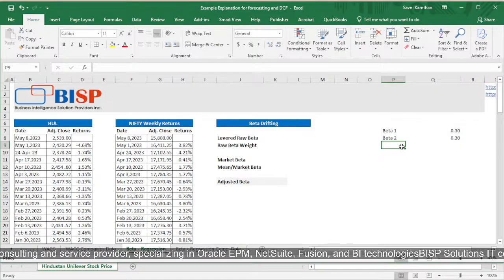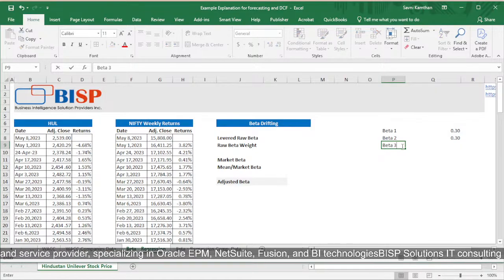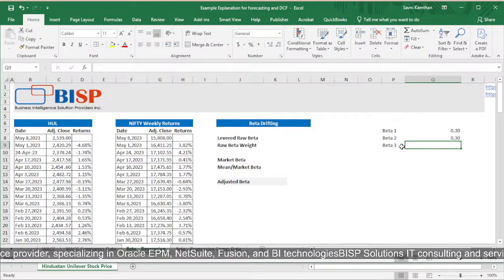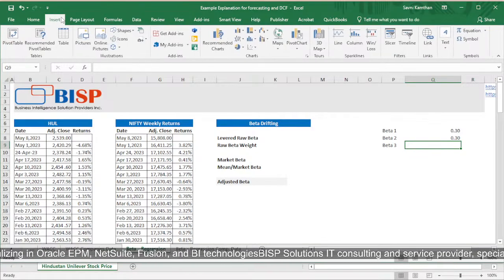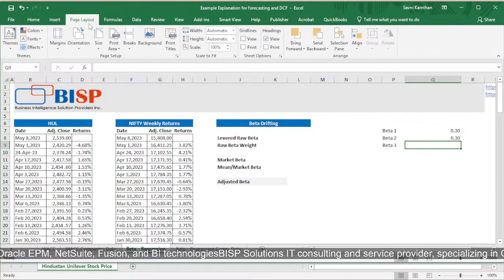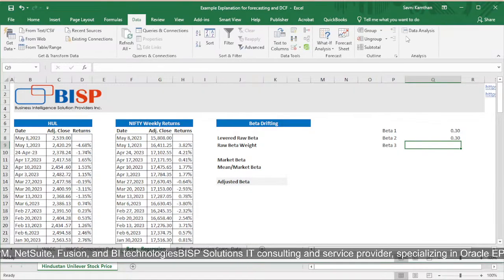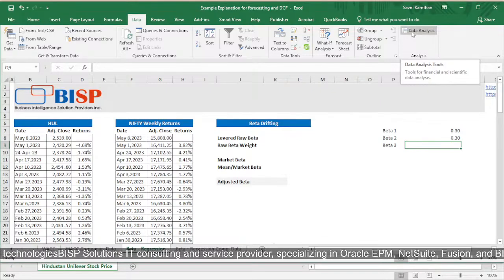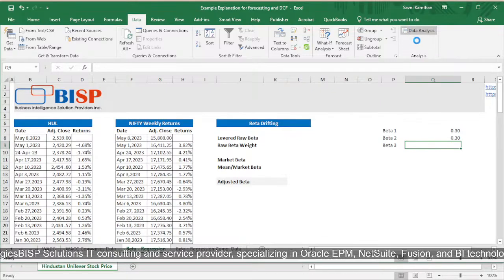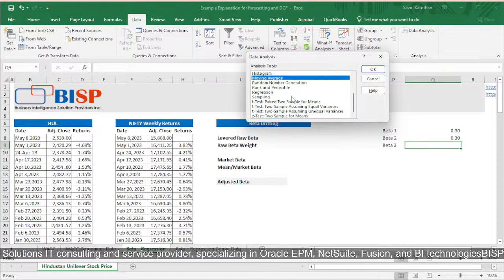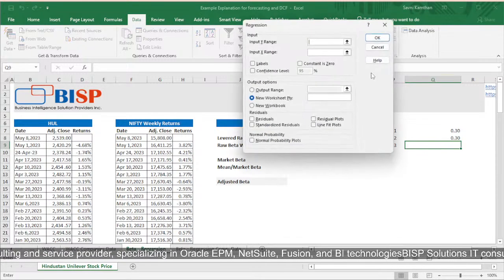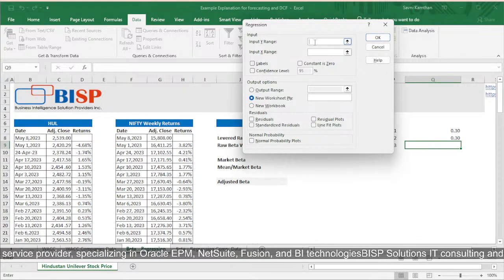Now the third method to calculate our beta is when we have our first session. I have already told you all about installing the tool pack. That's why only we will be getting this option under our data. So once we click on data analysis, it will be showing us a small box and we have to select regression. Then we click on OK.